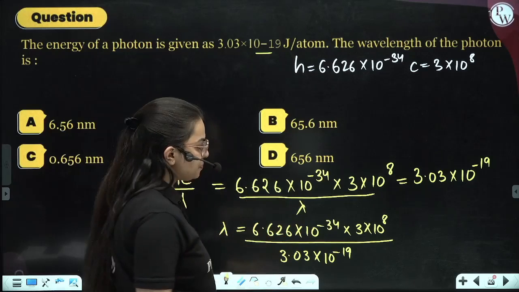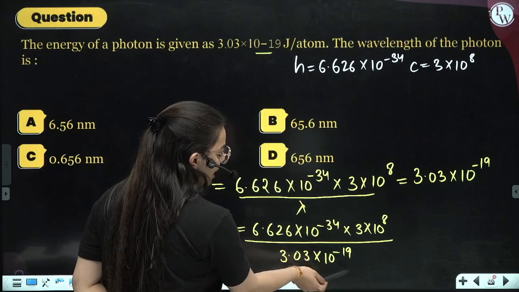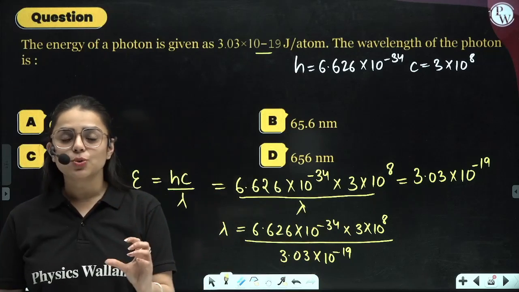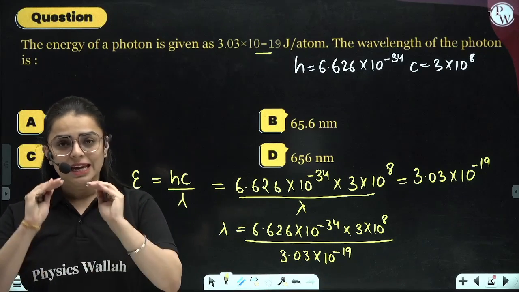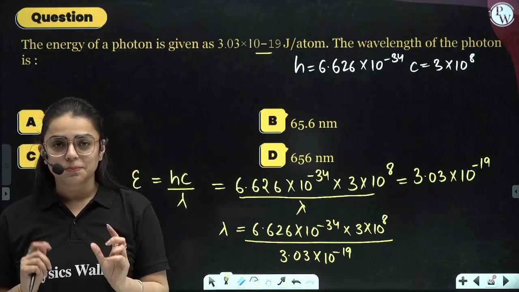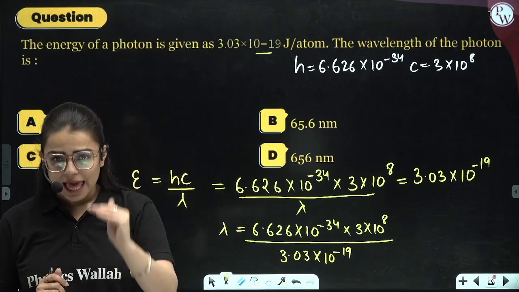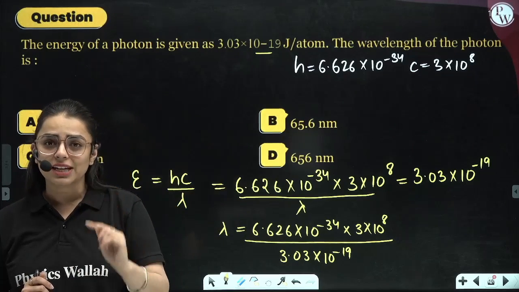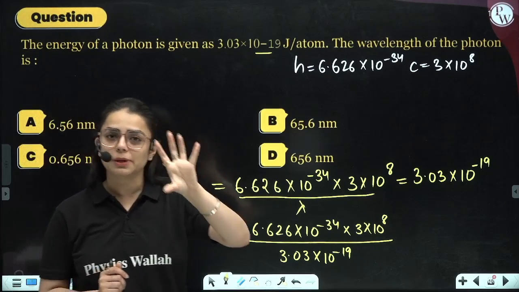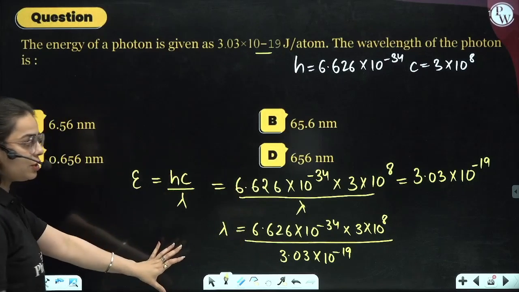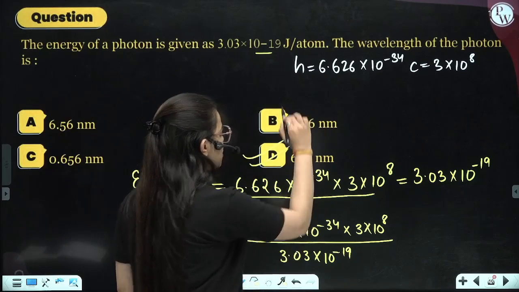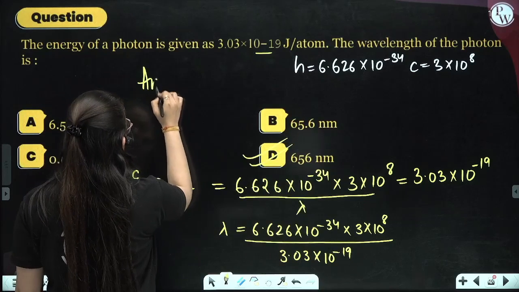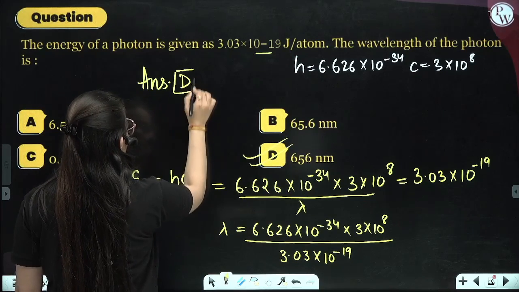Now what you need to see is what answer will come for the power of 10. You can take this minus 19 up to the numerator, and the sign changes, because whatever sign is there in the denominator gets changed when taken to the numerator. For example, if it is given as plus 2 in the denominator and you take it upward, it will become minus 2. If it is minus 2 in the denominator, when taken upward, it will become positive, right? So when you solve it, your answer will come out to be option number D, that is 656 nanometer.